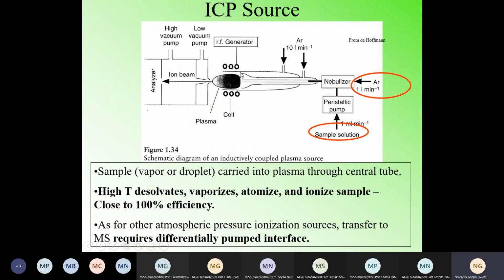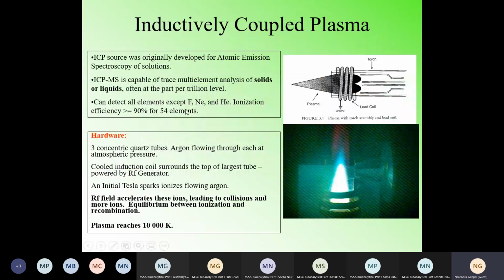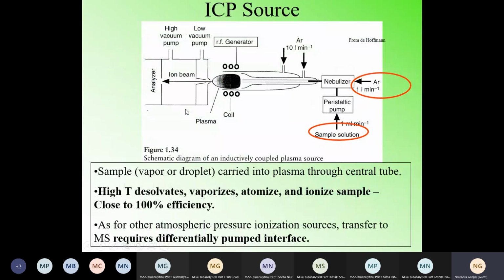Because of all this high temperature of 10,000 degrees Kelvin, the efficiency is close to 100%. There is no loss at all, absolutely. So naturally, when there is no loss, the sensitivity of ICP is very, very high. I can easily determine parts per billion and parts per quadrillion, to be used only for inorganic molecules. Typically I can use ICP-MS for 54 elements in the periodic table. Very simple technique.